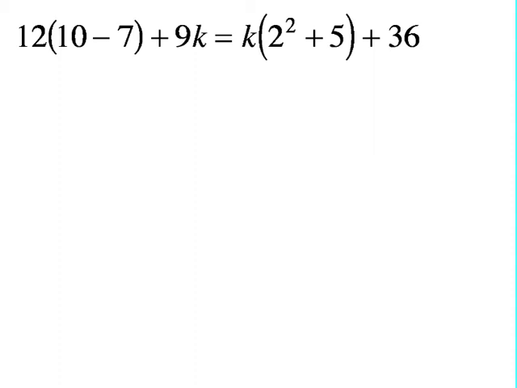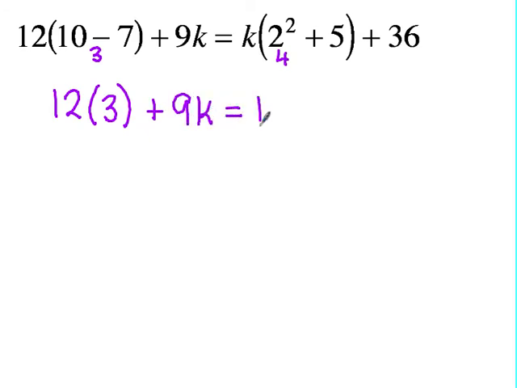So what do I do first? Yep, so what do I get? What do I get here? 9. Yep, I get 4 plus 5. So let's just go ahead and write this out. I get 12 times 3 plus 9k equals k times 9 plus 36. So what is 12 times 3, folks? 36, nice job.